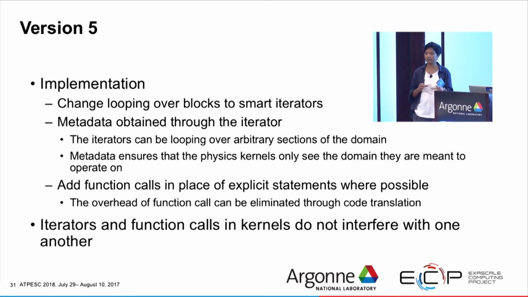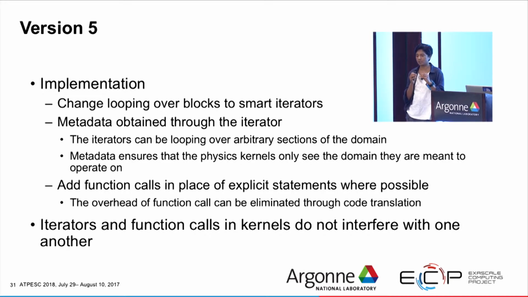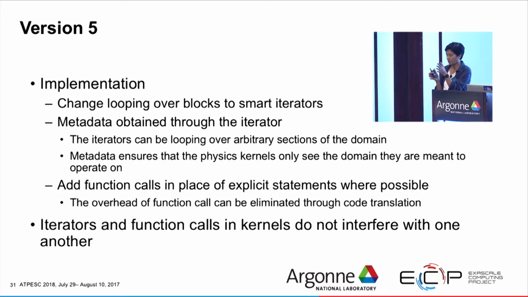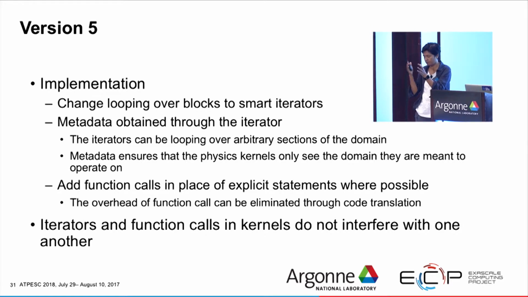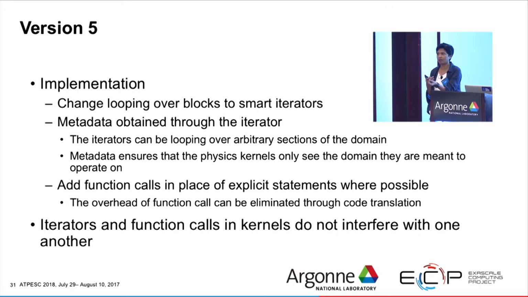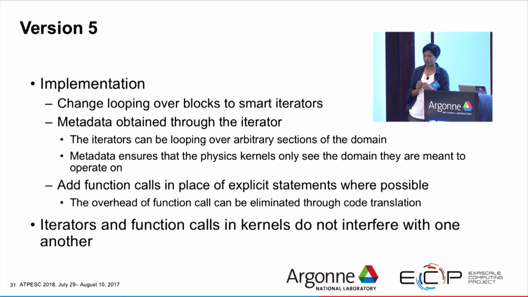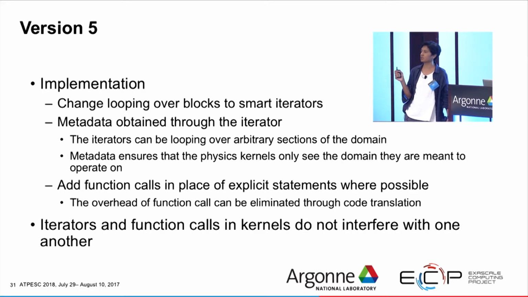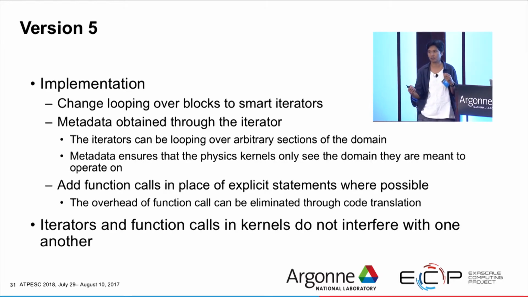Now, instead of explicitly looping over these blocks, we are using smart iterators. So the biggest change in the Flash physics units is this change in how the looping over blocks happens, with smart iterators. These iterators also carry with them all of the meta information that is required for the block, for example, the extent of the block, the DT attached with the block, etc. Anything that might be needed by the physics kernel is carried along with these smart iterators.